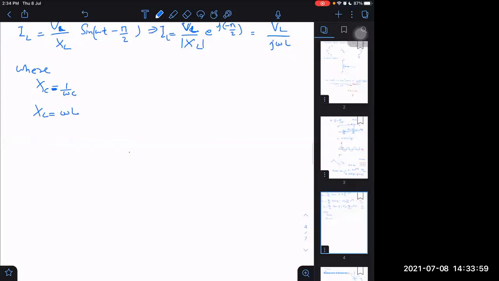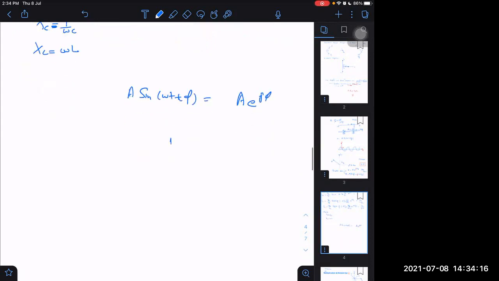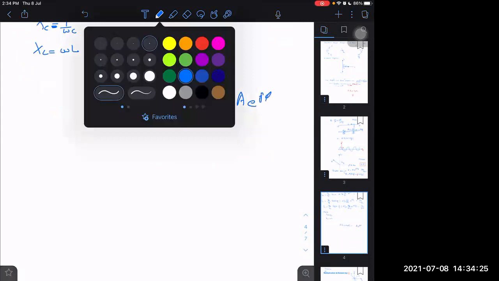In general, if I have the equation A sine omega t plus phi, I can simply represent it as A into e raised to power iota phi or j phi. It is as simple as that. And the reason I told you this is, how do we represent A sine omega t plus phi in a phasor diagram? Let me tell you how we do this.